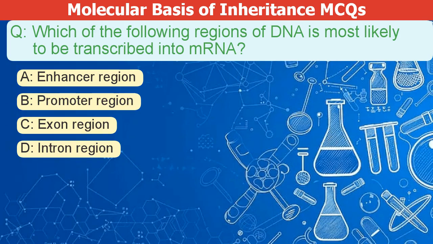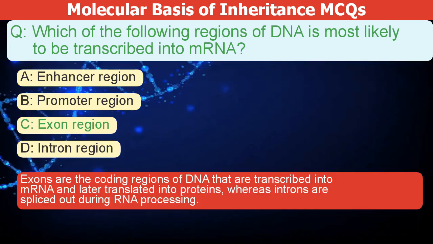Which of the following regions of DNA is most likely to be transcribed into mRNA? A. Enhancer region. B. Promoter region. C. Exon region. D. Intron region. The correct answer is C. Exons are the coding regions of DNA that are transcribed into mRNA and later translated into proteins, whereas introns are spliced out during RNA processing.